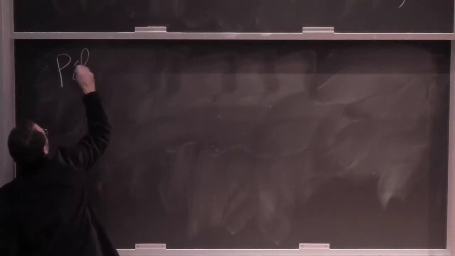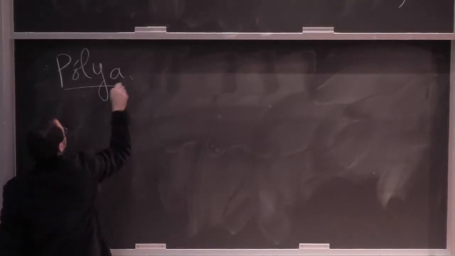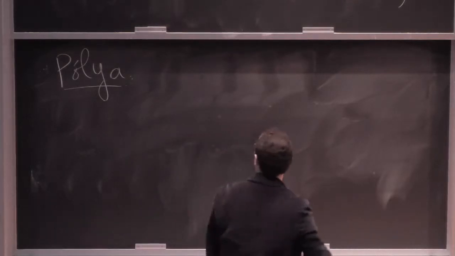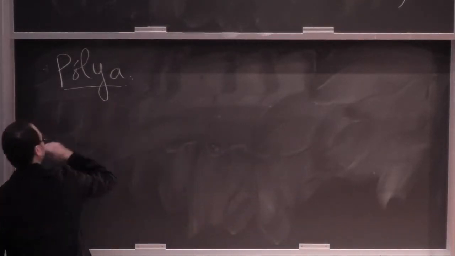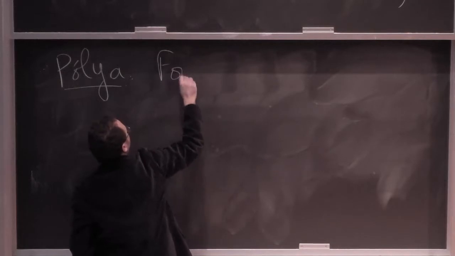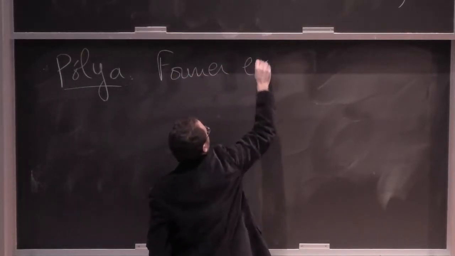Okay. So ideas in the proof. So let's start with the starting point where everything started, which is Polya's idea in proving the Polya-Vinogradov. So Polya's idea is to have a Fourier expansion for the characters.